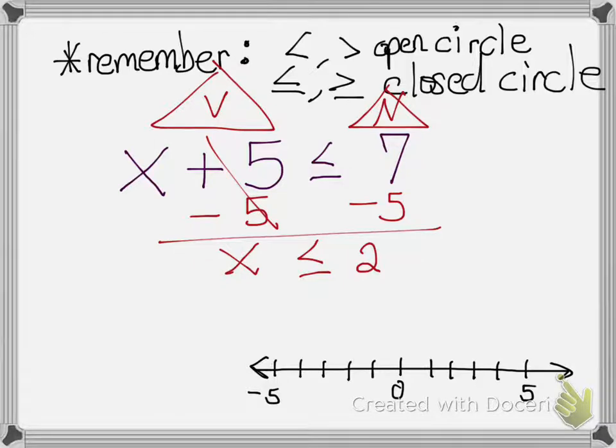So to graph this solution that says x is less than or equal to 2, I'm going to go to 2 on the number line, which is right here, and draw my closed circle. And the inequality says x is less than or equal to 2. So all the numbers that are smaller than 2 are these numbers on the left side. And so I shade it. And that's it. Let's look at the next example.